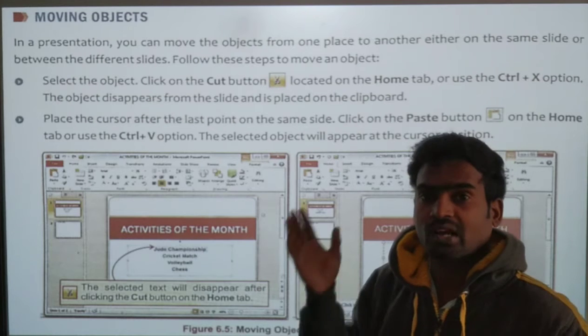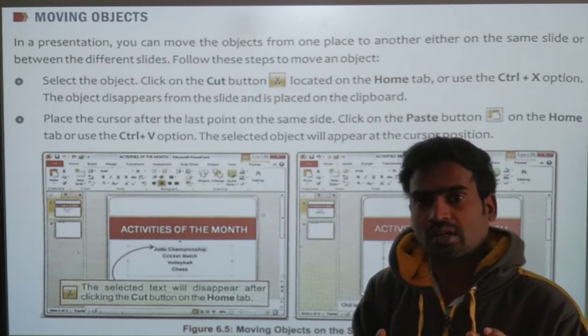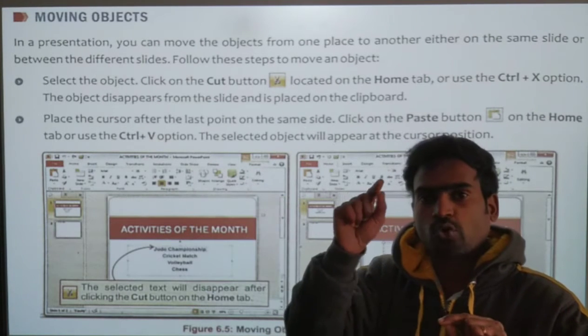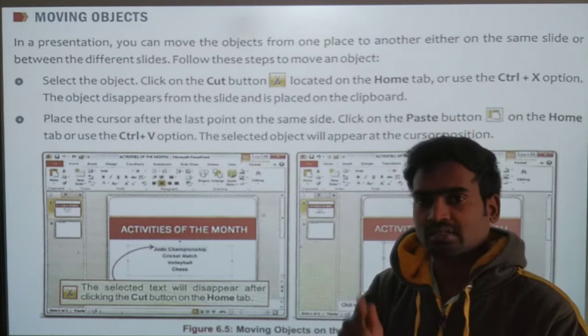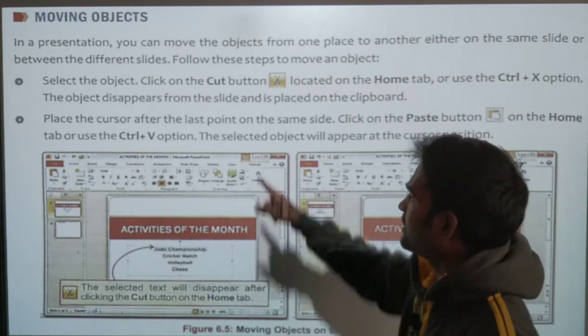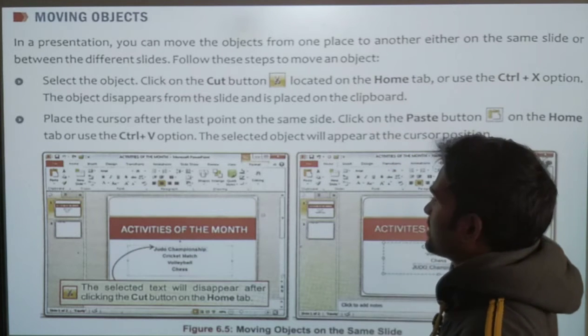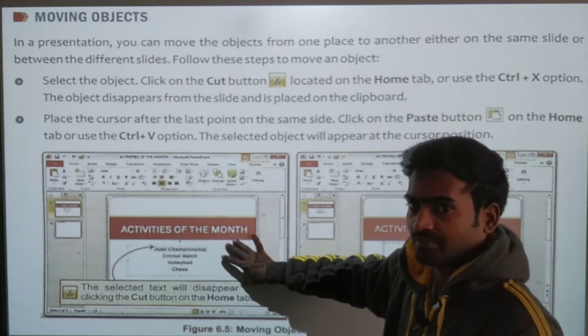As I was telling, for pasting we have three options. The keyboard Control plus V to paste it, or the Home tab paste, or right click and select the paste option, and this object will appear at the cursor position. See, here itself we can do it, right?